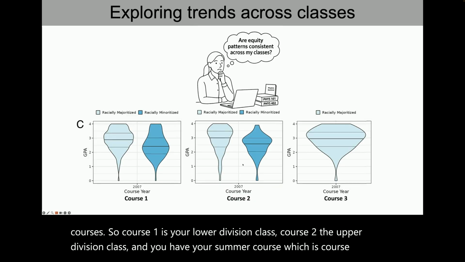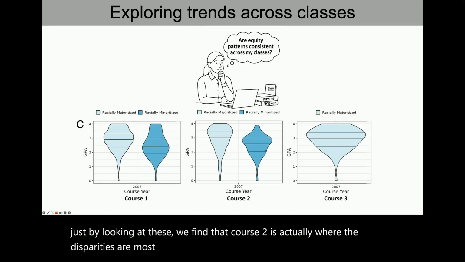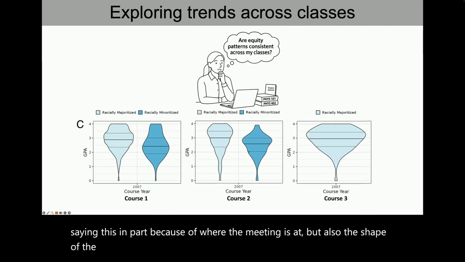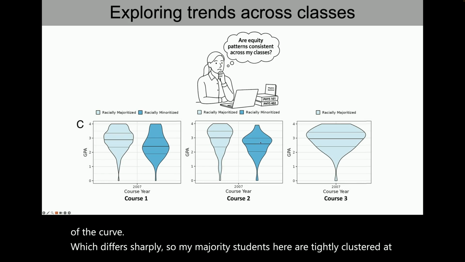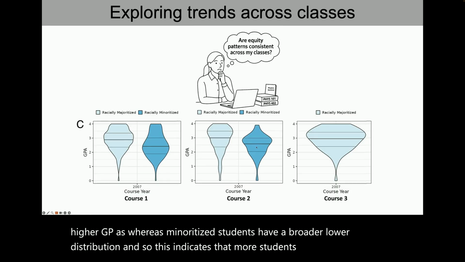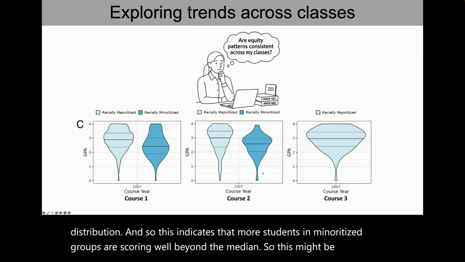And just by looking at these, we find that course 2 is actually where the disparities are most pronounced for racially minoritized students. I'm saying this in part because of where the median is, but also the shape of the curve, which differs sharply. Majoritized students here are tightly clustered at higher GPAs, whereas minoritized students have a broader, lower distribution. This indicates that more students in minoritized groups are scoring well below the median. So this might be a good place to start prioritization.